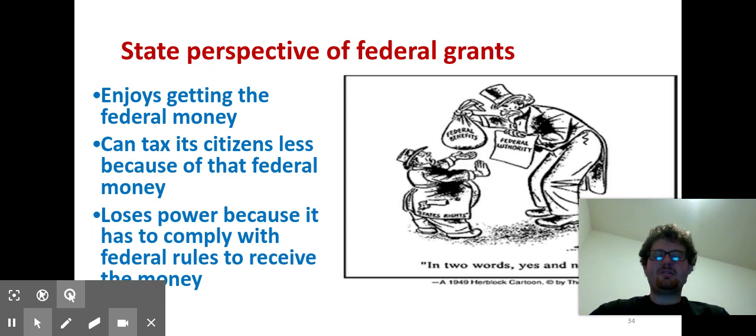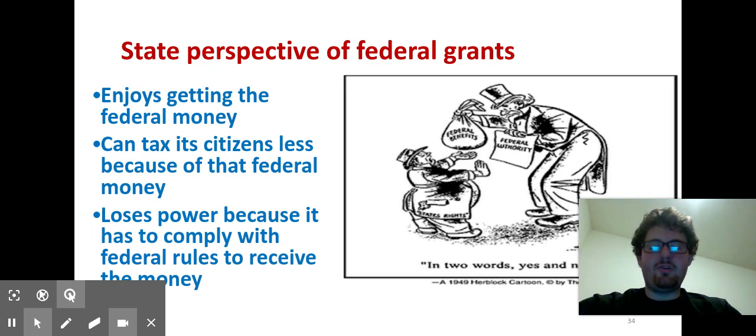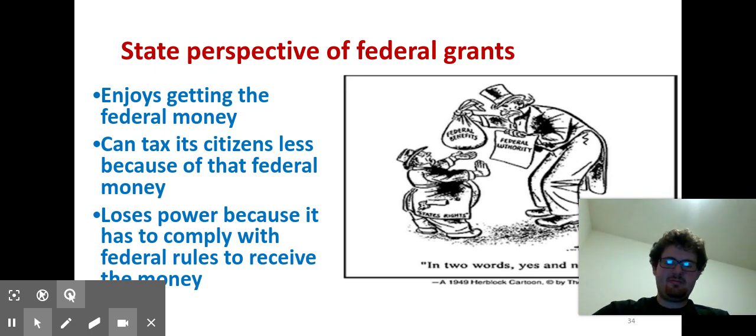States don't like it because it feels like they lose power. They don't like losing their sovereignty to be in control of things. But at the same time, they need the money to do the things they need to do. So that's kind of like a double-edged sword at times.